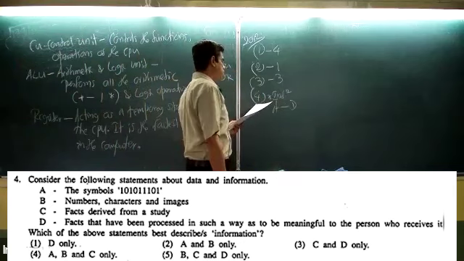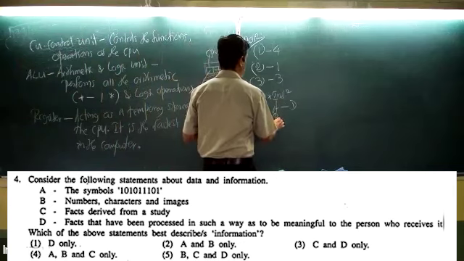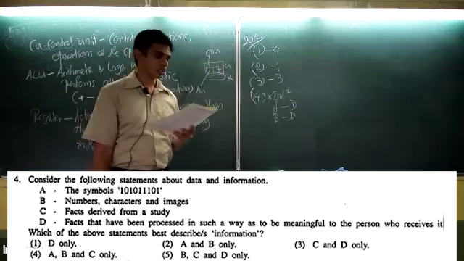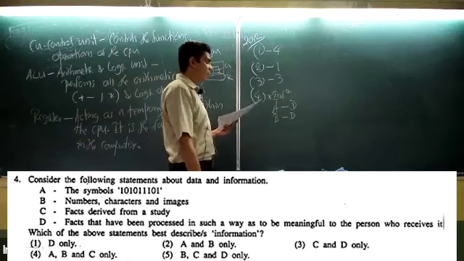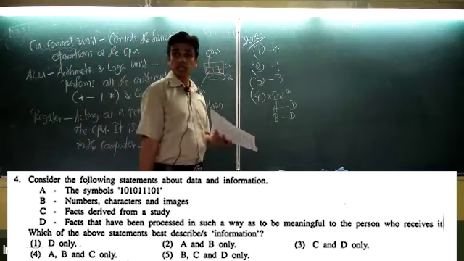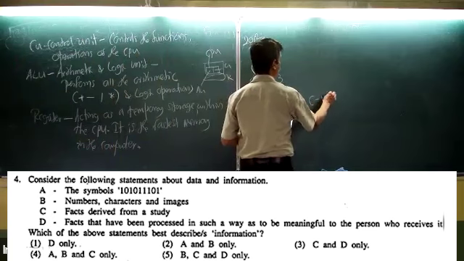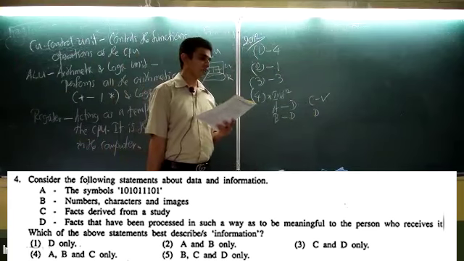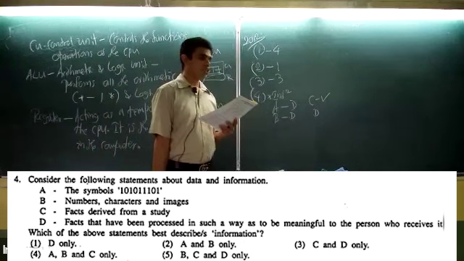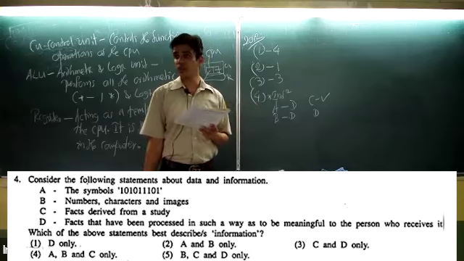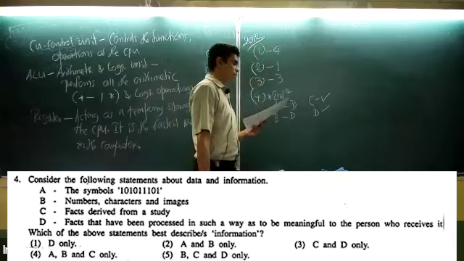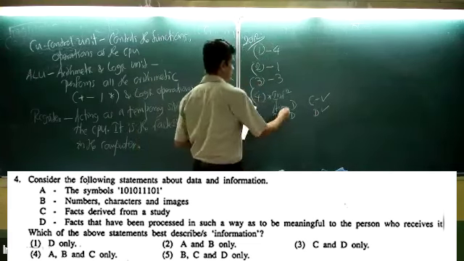The numbers, characters, and images are still going to be facts directly obtained. No results, that's the clue. Facts derived from a study. Yes, derived means a process is going on, so it should be information. Then facts that have been processed in such a way as to be meaningful to the person who reviews it. Definitely, right? Yes. The answer is going to be C and D. Third one is the answer.